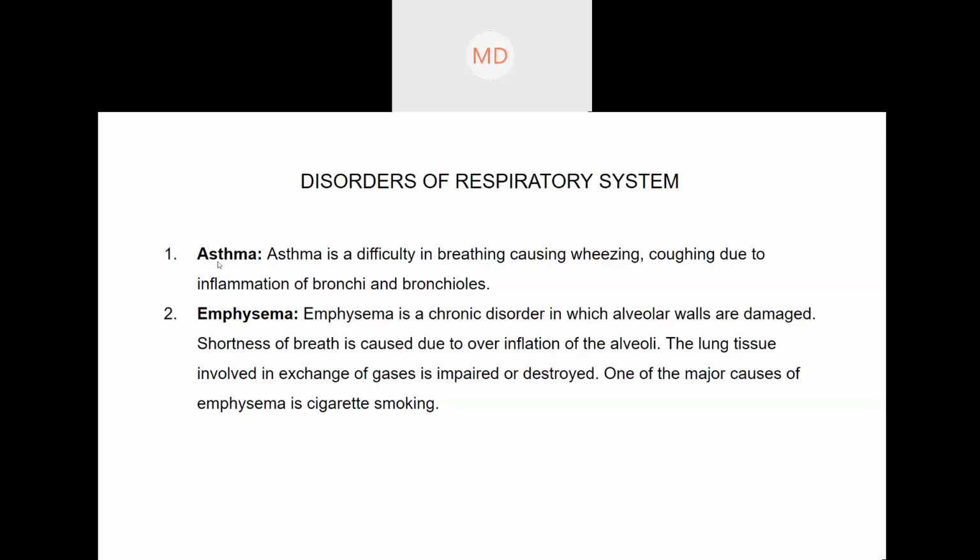Before that, about asthma: I have heard people saying you have to stay away from asthmatic patients. You don't share the same food or utensils, you don't drink from the same bottle, you don't eat from the same plate. But that is a complete misconception. That is not true.